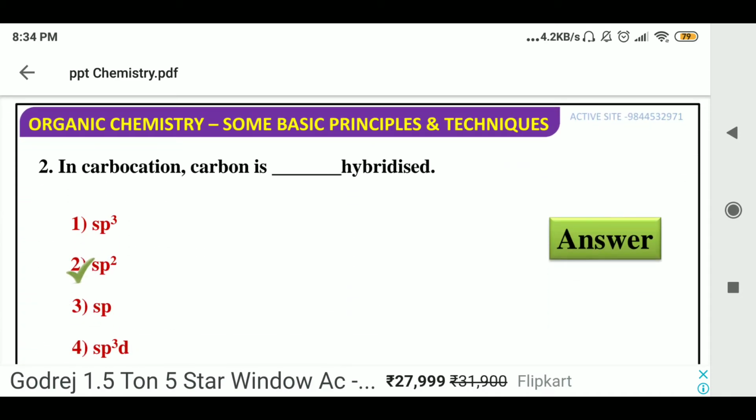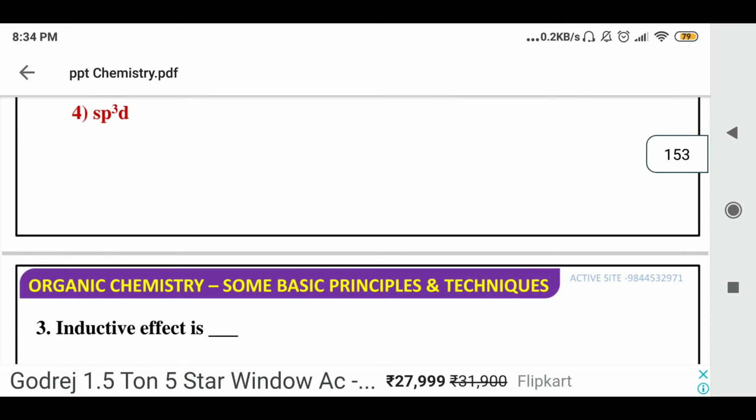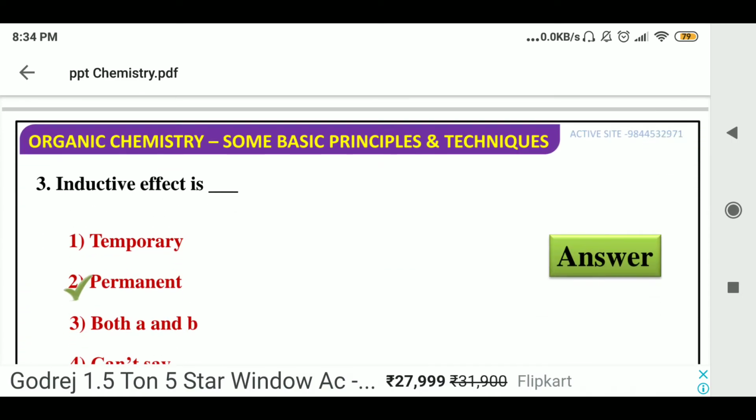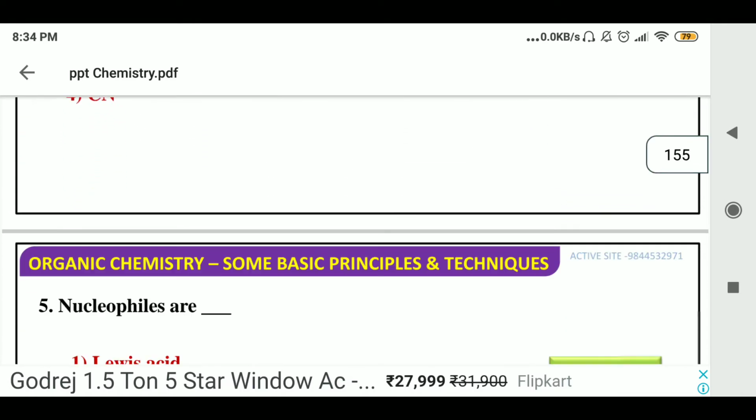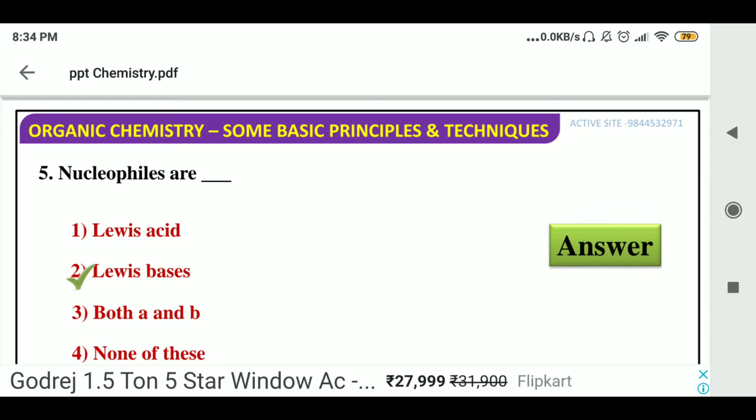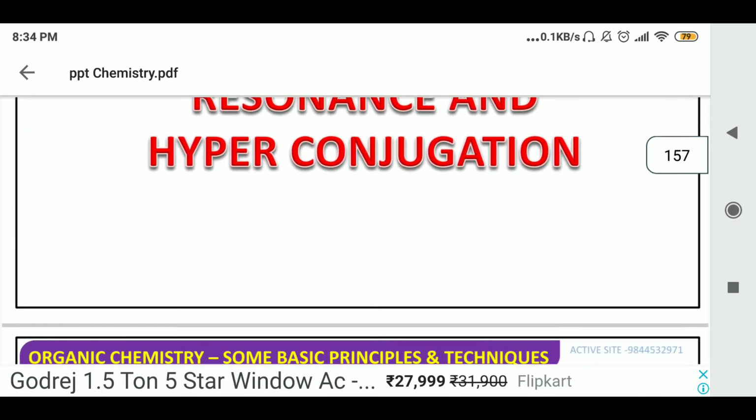And few more question answers, MCQs, like in carbocations carbon is sp2 hybridized. These points already I discussed. Inductive effect is a permanent effect. BF3 is electrophile, and nucleophile, as I told you, has a lone pair of electron, that is why they are having the tendency to donate the electron. They are considered as Lewis bases.